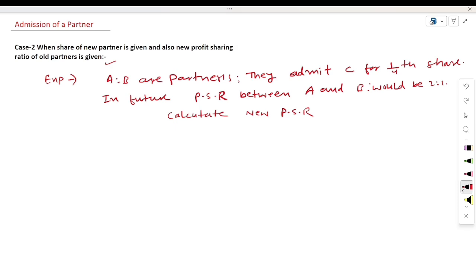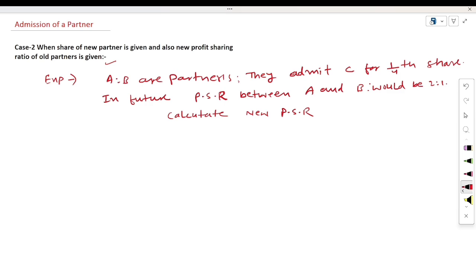Just for example, A and B are partners. They admit C for 1 by 4th share. In future, the profit sharing ratio between A and B would be 2 ratio 1. It means the new profit sharing ratio of the old partners is given here, 2 ratio 1. Then we have to calculate the new profit sharing ratio.